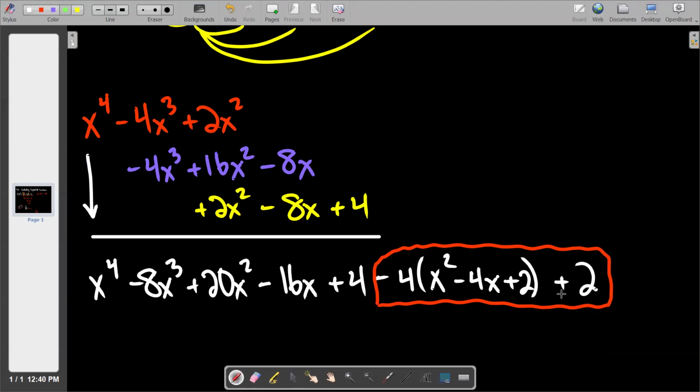So let's distribute. What do we get when we do the red box distribution? Negative 4 squared plus 16x minus 8 plus 2. And then finally, it's time to combine some darn like terms.